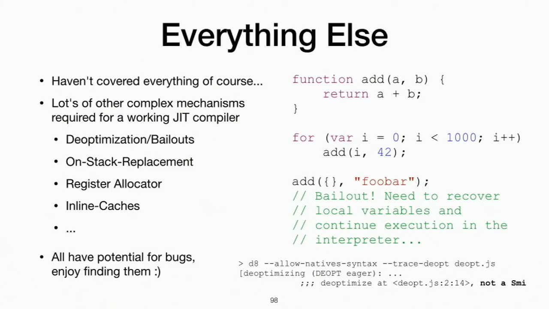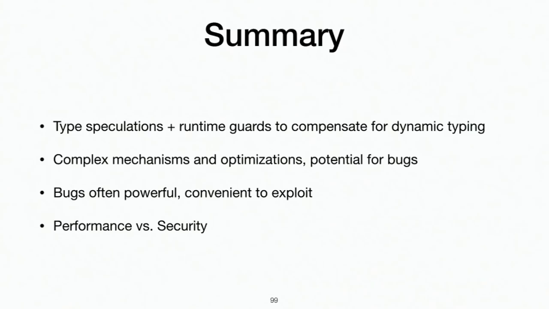So that's also quite a complex mechanism. There's register allocation, which we haven't talked about at all. Also inline caches. Inline caches is essentially kind of something in between the interpreter and the speculative and optimizing JIT. But I have some references on the next slides where you can read up if you're interested. And of course, all of these are quite complex. There's potential for bugs there, so enjoy finding them, I guess.